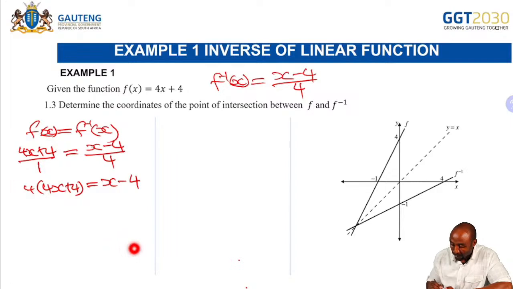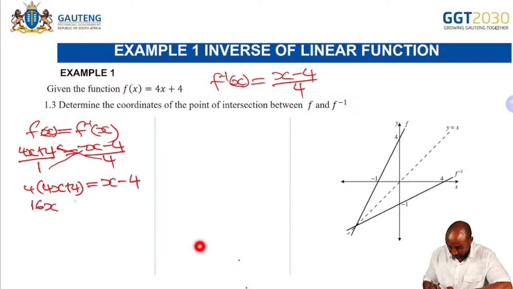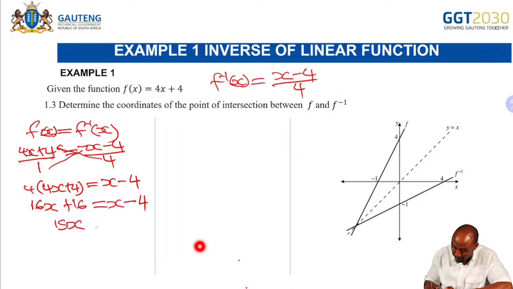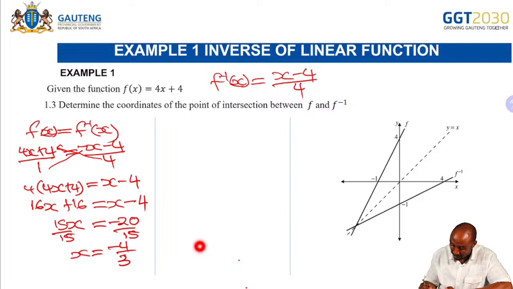This is multiplied by 1. So this multiplies that. This multiplies that. 4 times 4x, I will get 16x plus 16 is equal to x minus 4. Then from here, this 16 goes that side, this x comes this side, I'll remain with 15x is equal to -20. Coefficient of x is 15, divide both sides by 15, and this will give my x as -4 over 3.